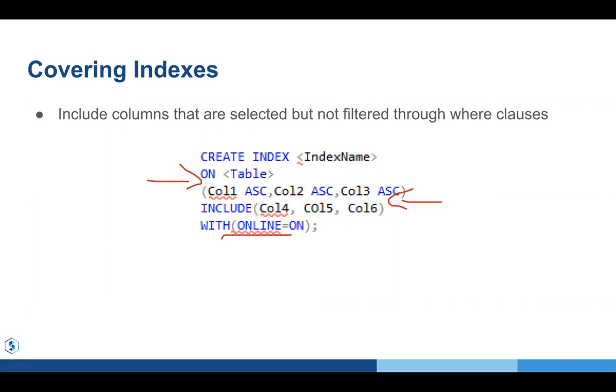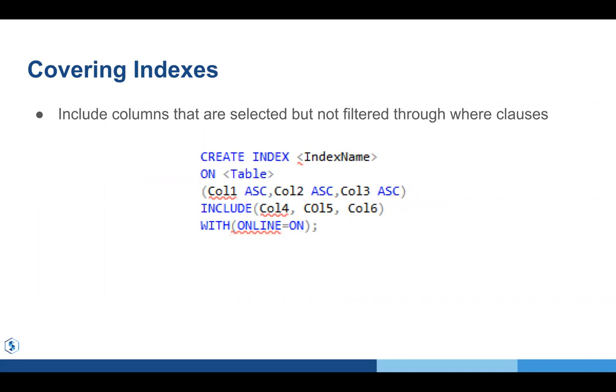So we are going to do a select where column 1 is something and column 2 is something else, but we are selecting columns 4, 5, and 6. So this will also help us keep our DTU consumption low. And this covers everything related to non-cluster indexes.